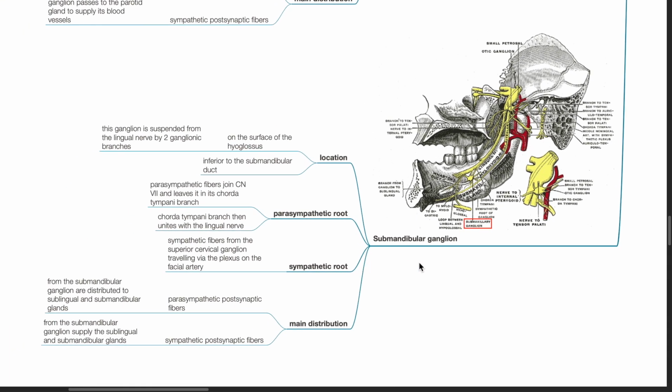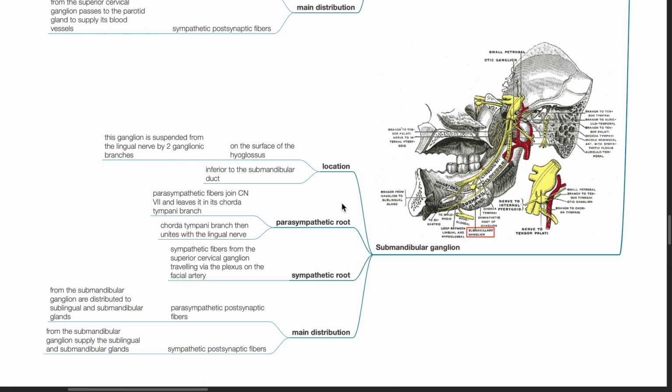Lastly, the submandibular ganglion. This is located on the surface of the hyoglossus. This ganglion is suspended from the lingual nerve by two ganglionic branches. The submandibular ganglion lies inferior to the submandibular duct. Its parasympathetic root are parasympathetic fibers that join cranial nerve 7 and leave it in its chorda tympani branch. The chorda tympani branch then unites with the lingual nerve.